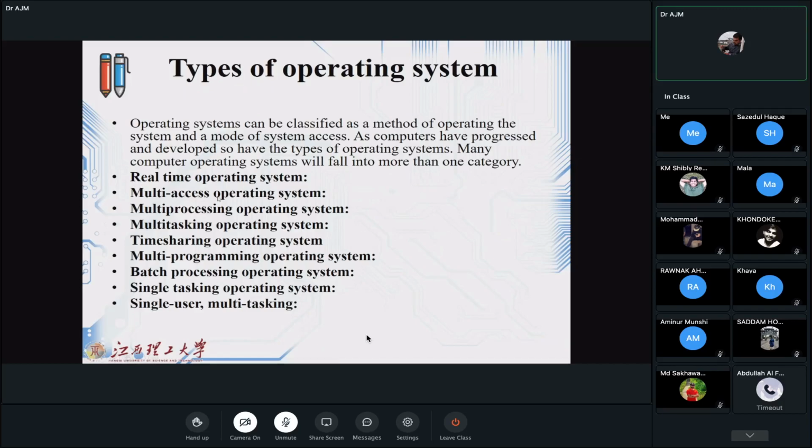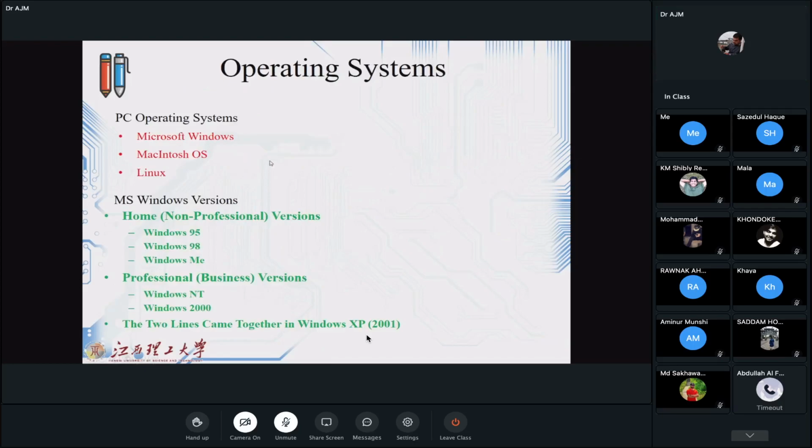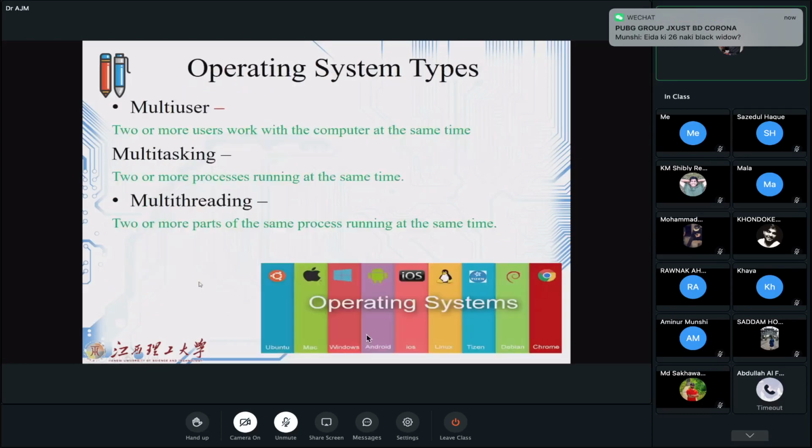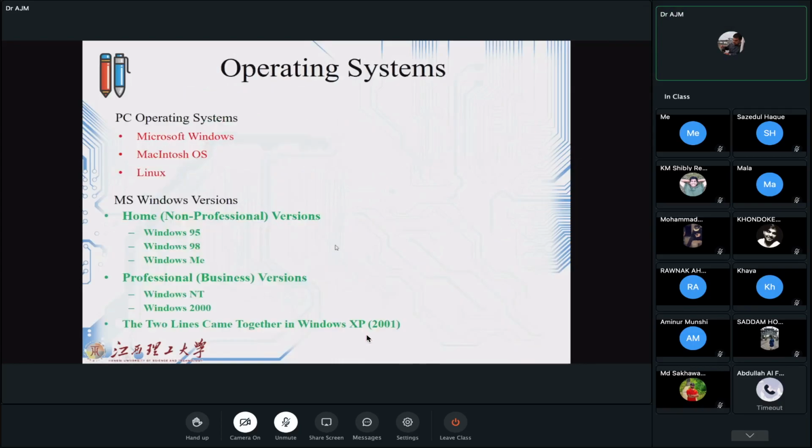We can have real-time operating system, multi-access operating system, multi-processing operating system, multitasking operating system, time-sharing, multi-programming, batch processing operating system, single tasking operating system, and single-user multitasking. These are the types of operating system that we can categorize. I'm not going deep into these parts, but mainly the names of them are clear. Later we will talk about that.